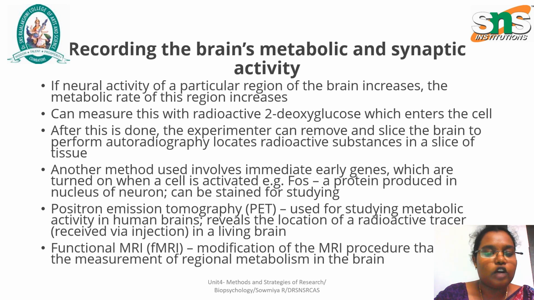Positron emission tomography, used for studying metabolic activity in human brains, reveals the location of radioactive tracers in the living brain. fMRI, a modification of the MRI procedure, gives a measurement of regional metabolism in the brain.